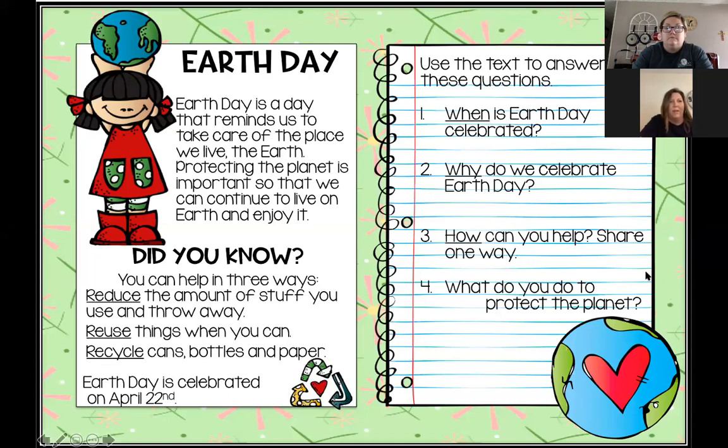So Earth Day is a day that reminds us to take care of the place we live, the Earth. Protecting the planet is important so that we can continue to live on Earth and enjoy it. Did you know that you can help protect the Earth by doing 3 things? And here are the ways that you can protect the Earth.